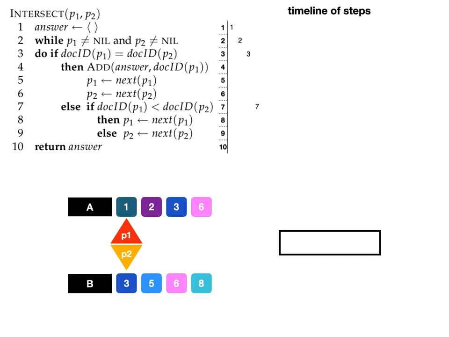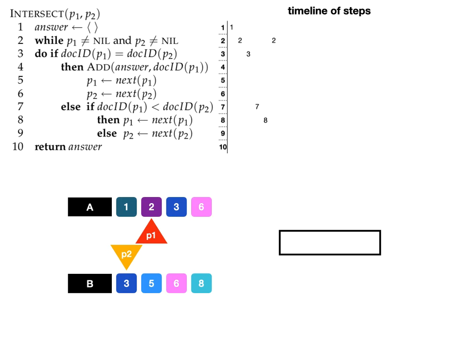Now the question is, which one's smaller? Is P1 smaller than P2? Yes, in this case P1's pointing at a 1 and P2's pointing at a 3. So we will do the first line and not the other. We advance P1 with line 8. Great, we've executed the loop once. We're going to go back to the top.